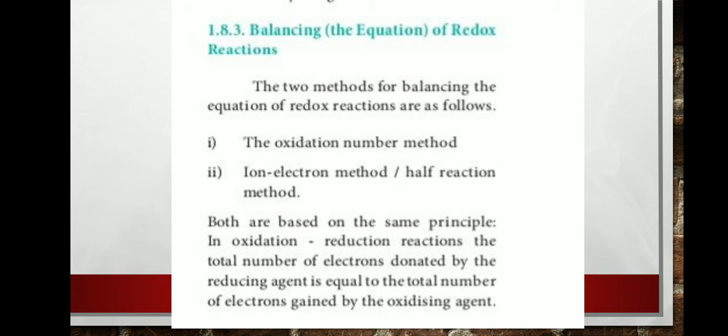Balancing of redox reactions. The two methods of balancing the equation of redox reaction are as follows. First one, the oxidation number method. Second one, ion electron method. Both are based on the same principle. In oxidation reduction reaction, the total number of electrons donated by the reducing agent is equal to the total number of electrons gained by the oxidizing agent.